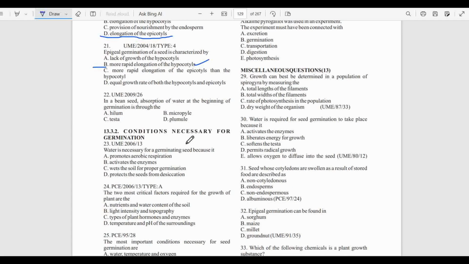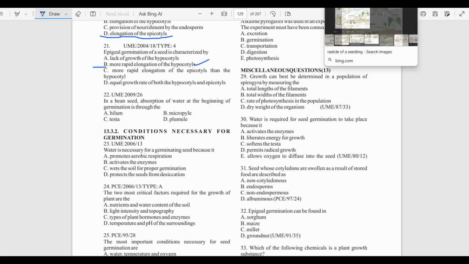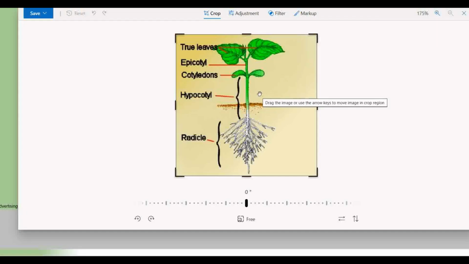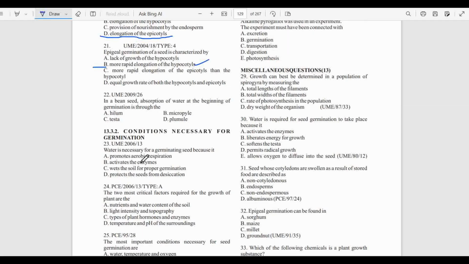If you consider question number 22, in a bean seed, absorption of water at the beginning of germination is through what part? Now I wanted to see if I have the diagram of the seed, but I don't have it. Basically, there is a part of the seed called the micropyle. It's a tiny hole through which water is absorbed during germination. If you look that up in the textbook, you'll find that the right answer to this question is B.